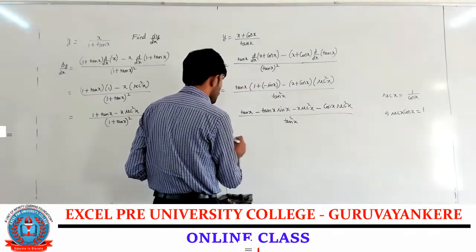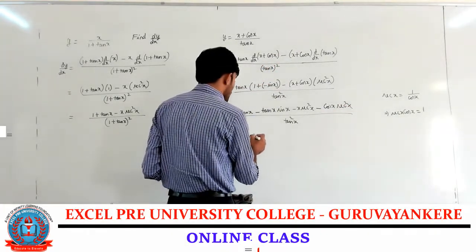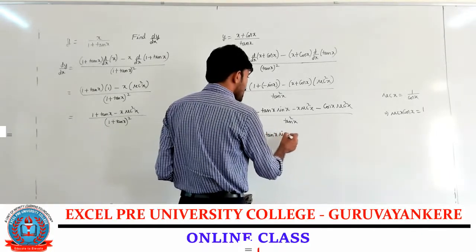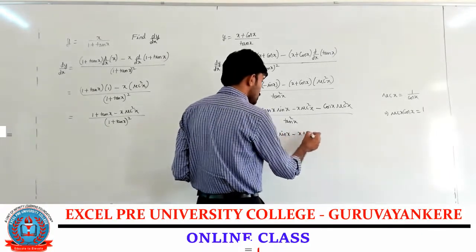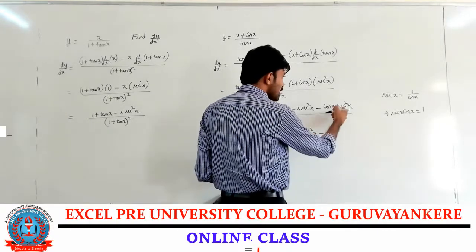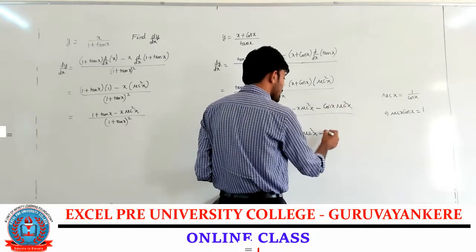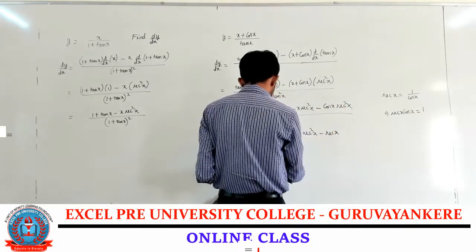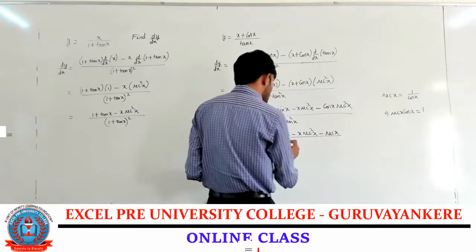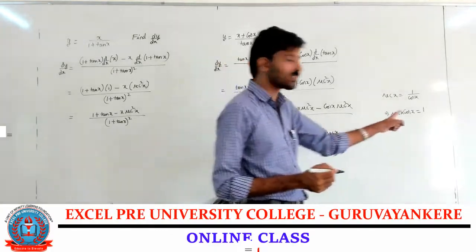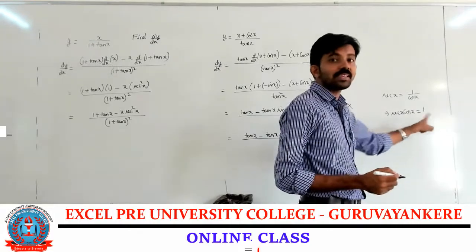So what remains is tan x minus tan x into sin x minus x into secant square x. Secant into secant into cos is 1, 1 into secant x is secant x. Whole thing is divided by tan square x. Using this, the product of cos and sec is 1.